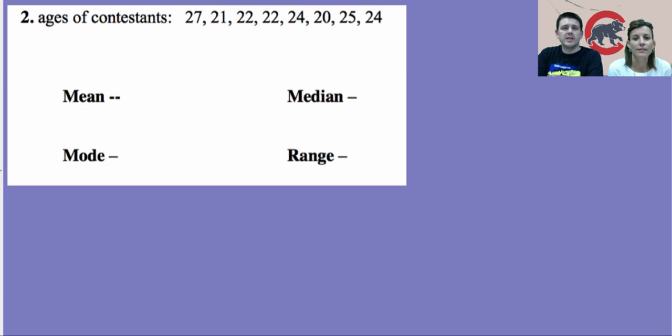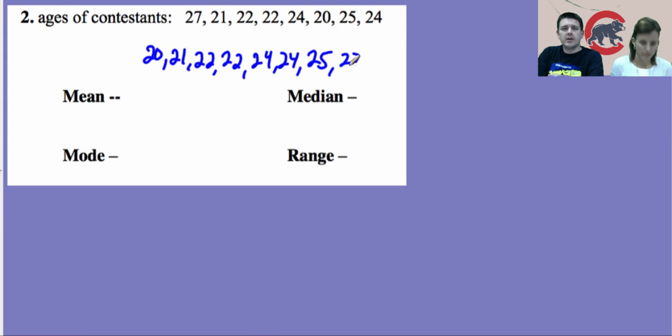Next one, all right. We're going to see a slight difference in this one, so a little bit to pay attention to. First off, put them in order. So we have 20, 21, 22, 22, 24, 24, 25, and 27. There's 8 total, and I have 8 in my list, so I'm good there.